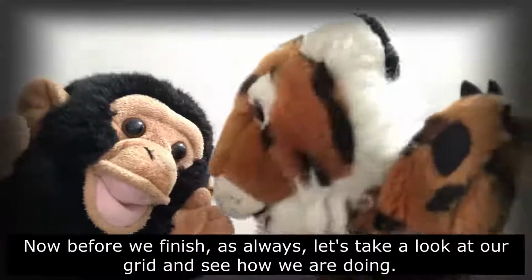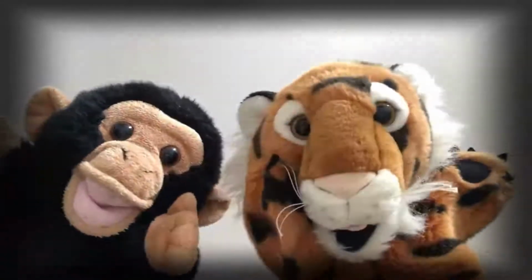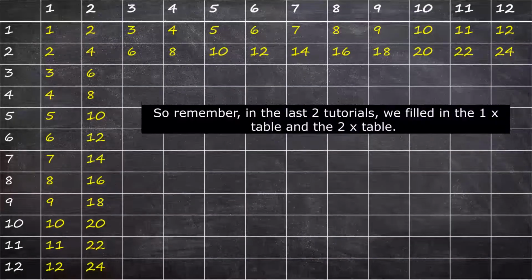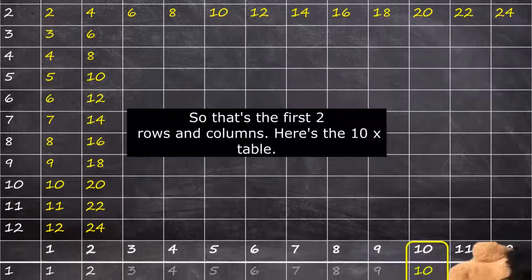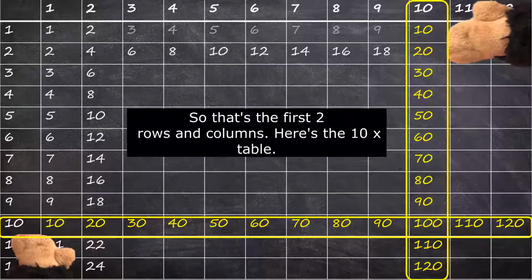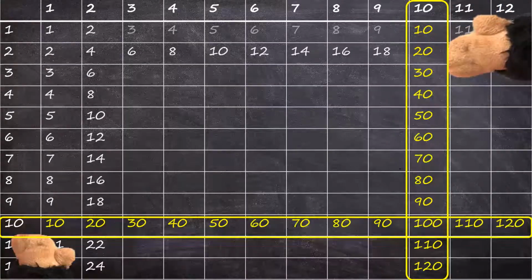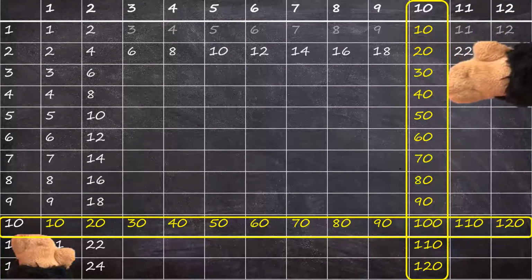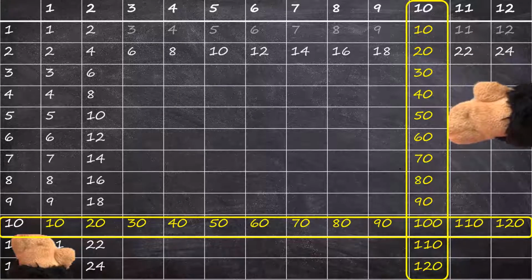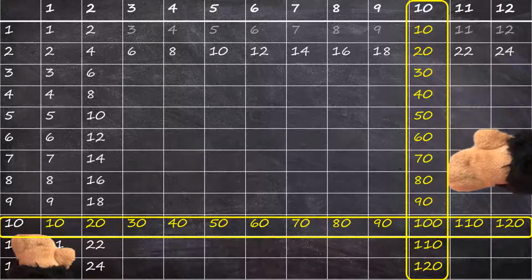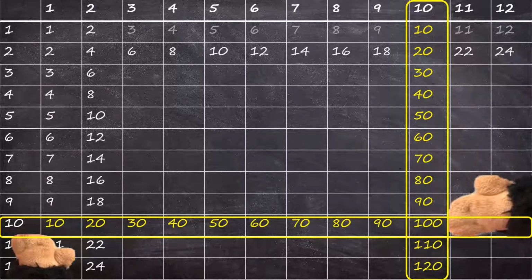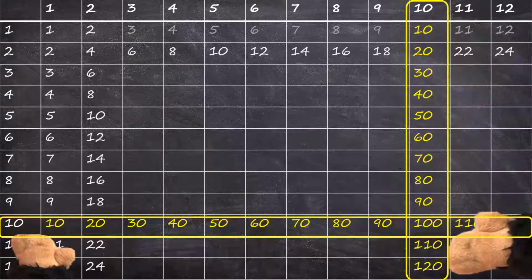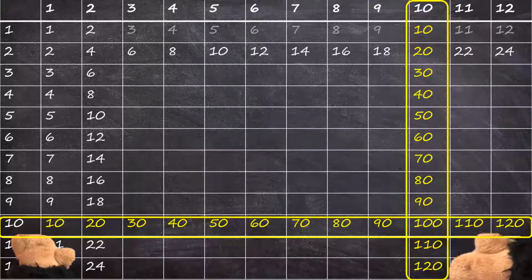Oh yeah. Now, before we finish, as always, let's take a look at our grid and see how we're doing. Okay, thanks Marvin. So remember, in the last 2 tutorials, we've filled in the 1 times table and the 2 times table. That's the first 2 rows and columns. Here's the 10 times table. 1 10 is 10, 2 10s 20, 3 10s 30, 4 10s are 40, 5 10s are 50, 6 10s are 60, 7 10s are 70, 8 10s are 80, 9 10s are 90, 10 10s are 100, 11 10s are 110, and 12 10s are 120.